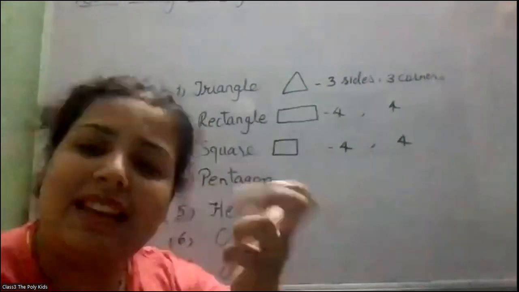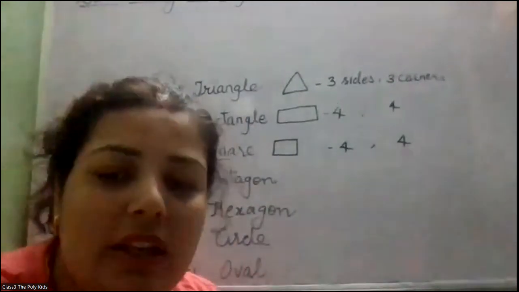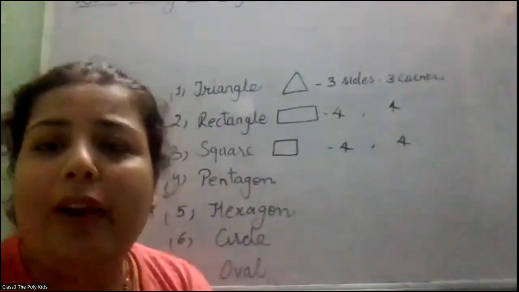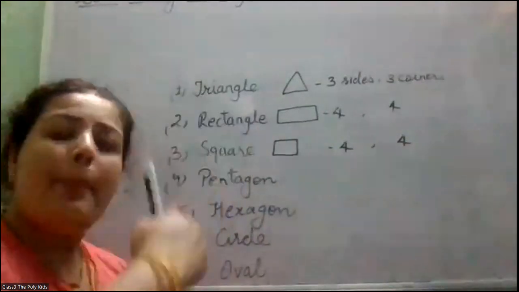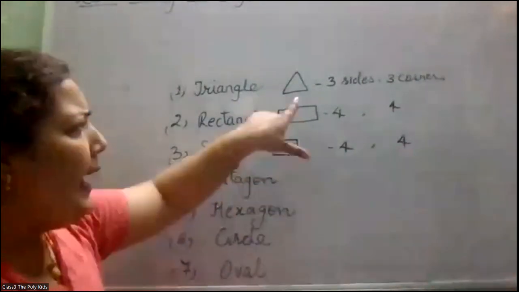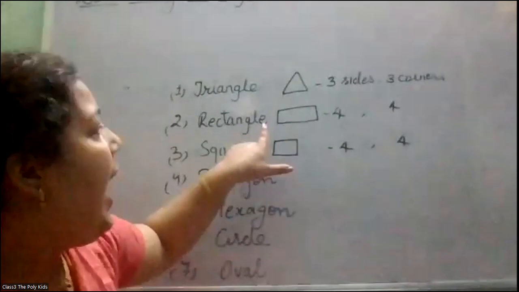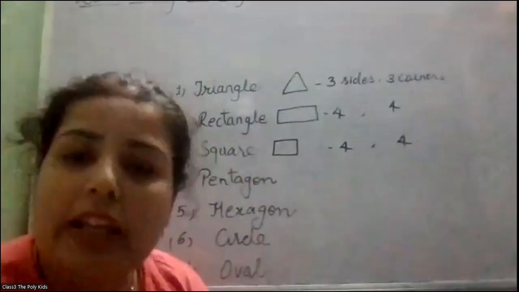Square में क्या होते हैं? सारी की सारी sides जो होती हैं वो equal होती हैं. ठीक है? But if we are talking about the rectangle, उसमें क्या होती है? जो opposite side होती हैं. Like this one and this one are equal, and this one and this one are equal.